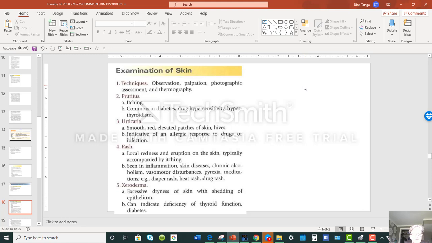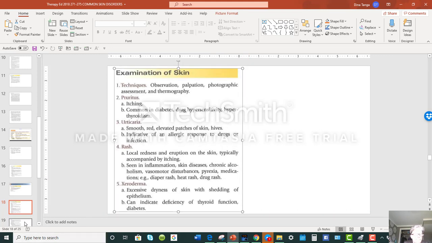Xeroderma. Excessive dryness of skin with shedding of epithelium can indicate deficiency of thyroid function, diabetes.